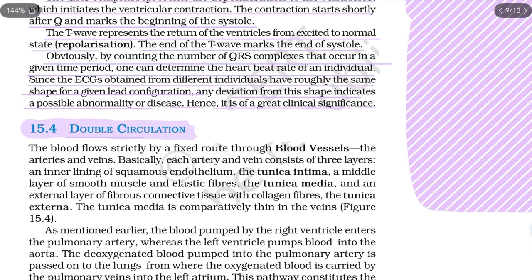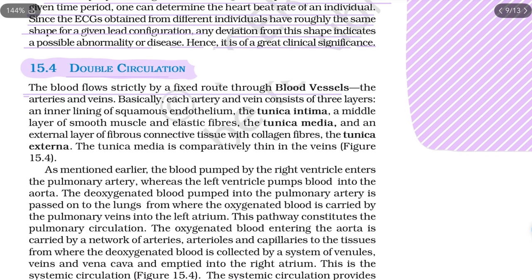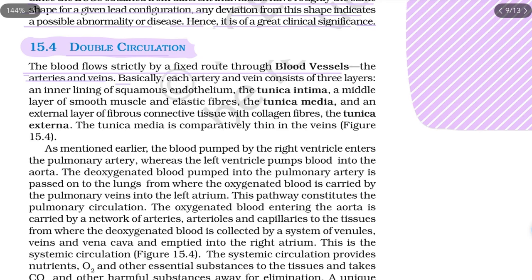Double circulation. The blood flows strictly by a fixed route through blood vessels, the arteries and veins. Basically, each artery and vein consists of three layers: an inner lining of squamous endothelium, the tunica intima, a middle layer of smooth muscle and elastic fibers, the tunica media, and an external layer of fibrous connective tissue with collagen fibers, the tunica externa. The tunica media is comparatively thin in the veins. Figure 15.4.